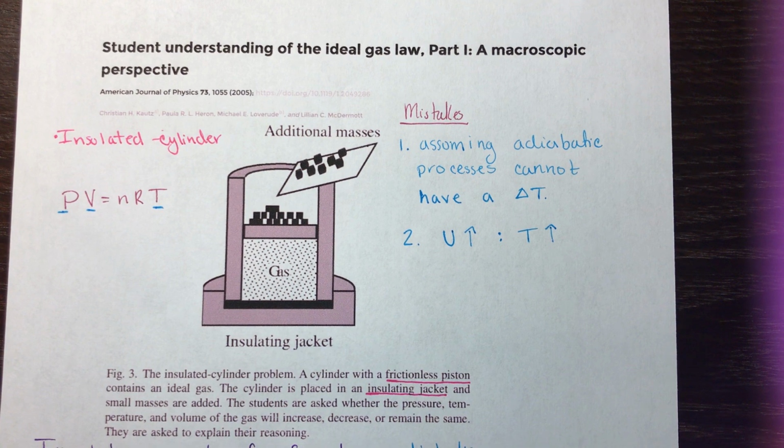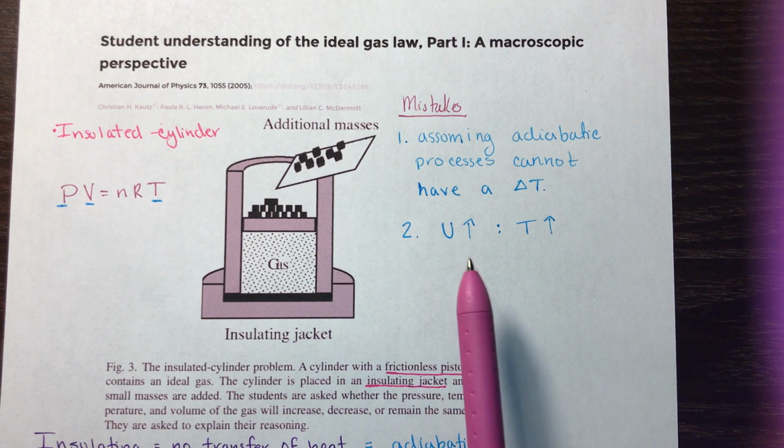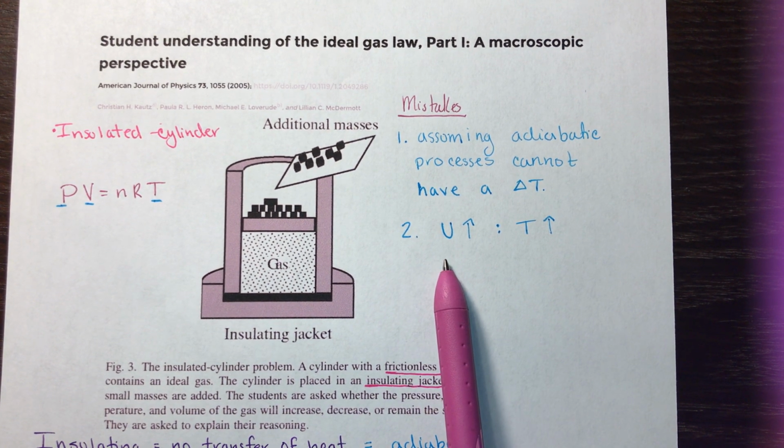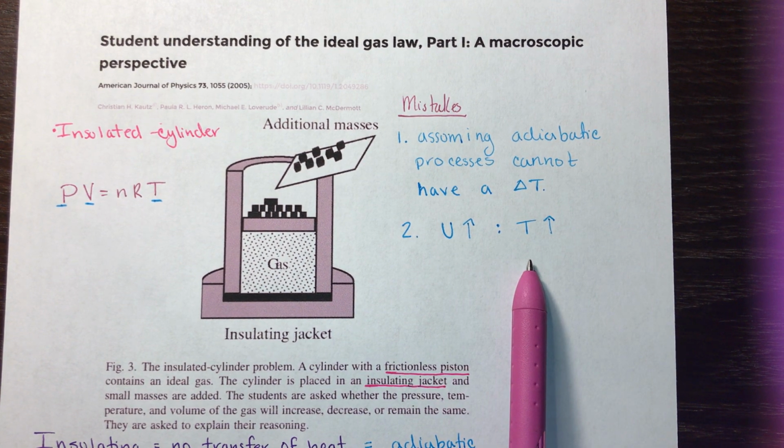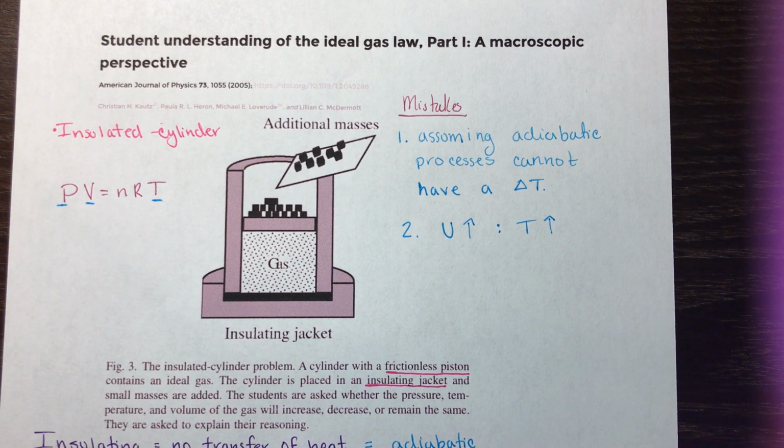But they also missed that when the internal energy increased, temperature also increased. And many of the students actually did know this, but they mistakenly assumed that because it was an insulated cylinder, this meant that the temperature couldn't change with it, which is actually incorrect.